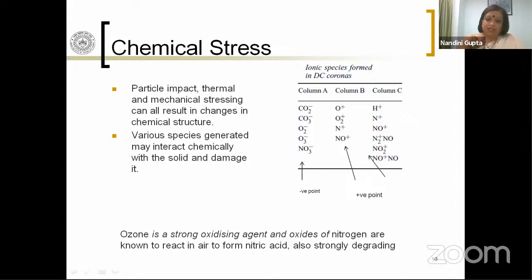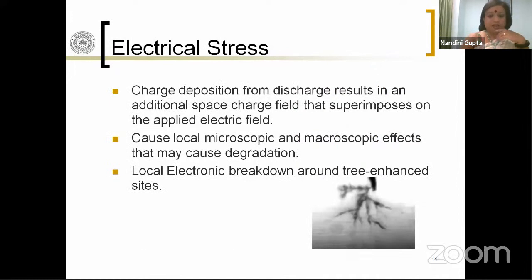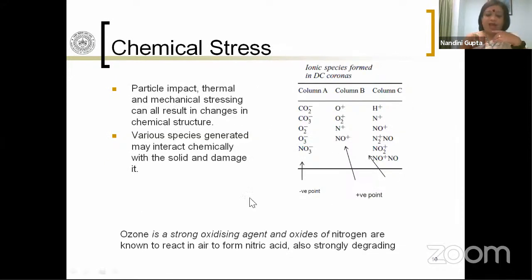Then, of course, you can have chemical stresses. Whenever you have particle impact, you have thermal energy being released, you have mechanical stresses. All this can result in chemical structural changes. And as a result, you may release species which were not there to start with. And these species may now begin to interact with the dielectric material. So if you introduce new species into the discharge channel, these species will react with the chemical structure of the dielectric outside, which we did not have to start with, and that can cause further chemical stresses.